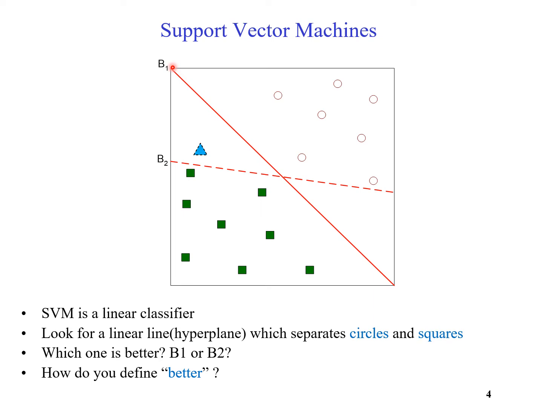But on the other hand, if you use the B1 line, then you don't have those problems. If you have a new data point like this, very similar to this one, both are on the same side. And if you have very similar data like this one here, again, these two are on the same side. So intuitively, this B1 line is better than B2.